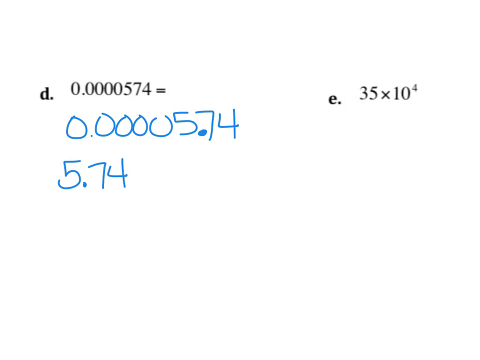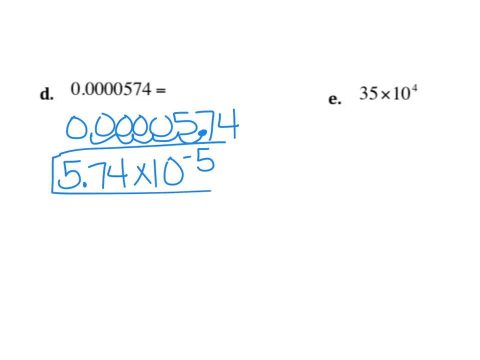Now notice when I made that number, I went from a smaller number to a bigger number. So I know I'm going to have a smaller exponent. I can also look at it as, to put it back, I need to go 1, 2, 3, 4, 5 places to the left, meaning I have a -5 exponent.